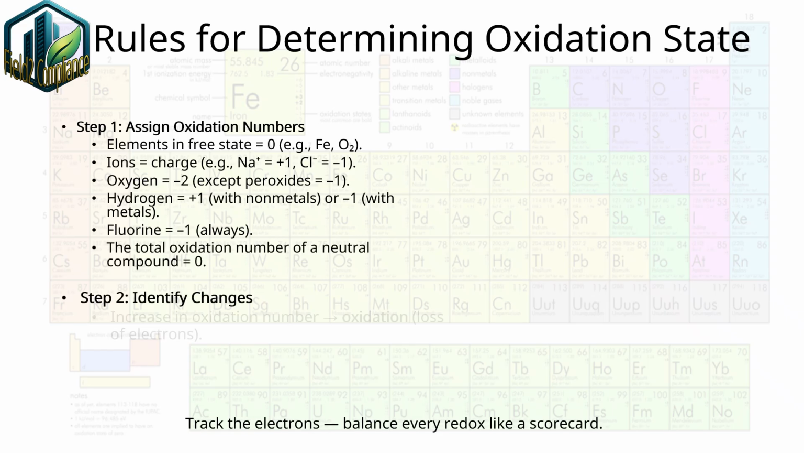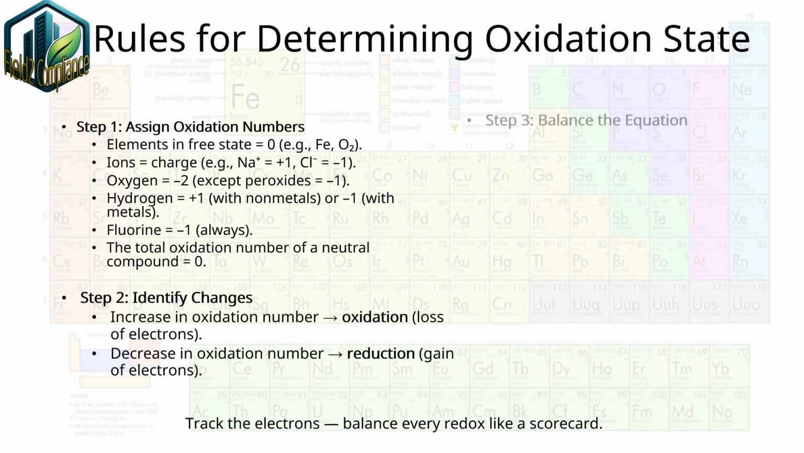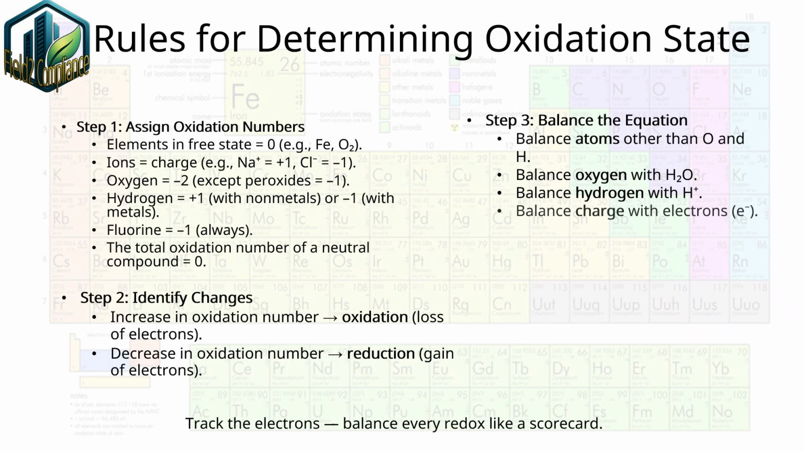Every atom's number tracks how electrons move. Oxidation is loss, reduction is gain, but the total electron count must always balance. Once you assign numbers correctly, you can balance any redox equation like a pro.